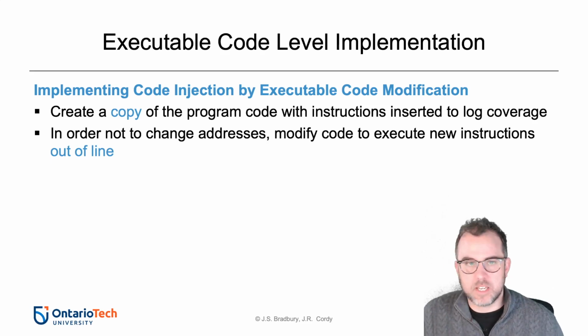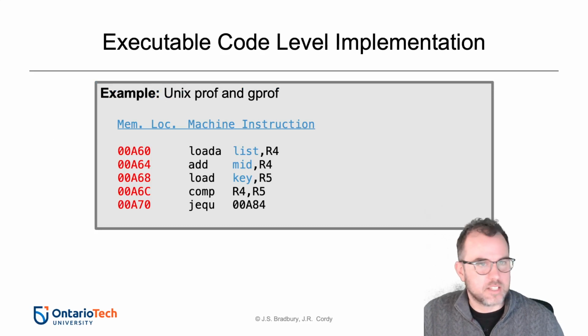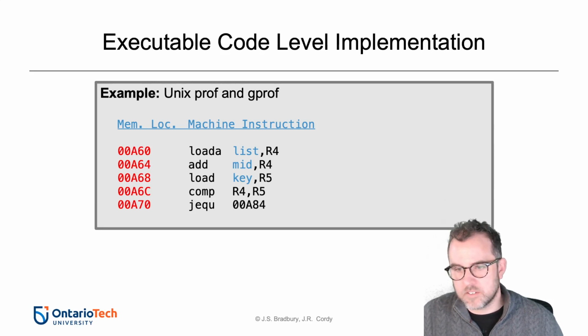And let me just show you what I mean. So here's an example. In this case, these are the memory locations and the instructions, right? We've got variable names, and we've got R's, which are registers. And then you see at the end we have this jump equals 00A84. This is telling us that if we compared R4 and R5 and they were equal, then jump to that line, right?